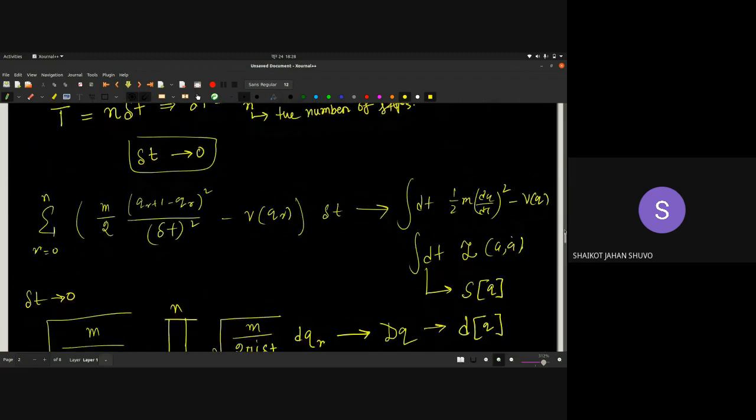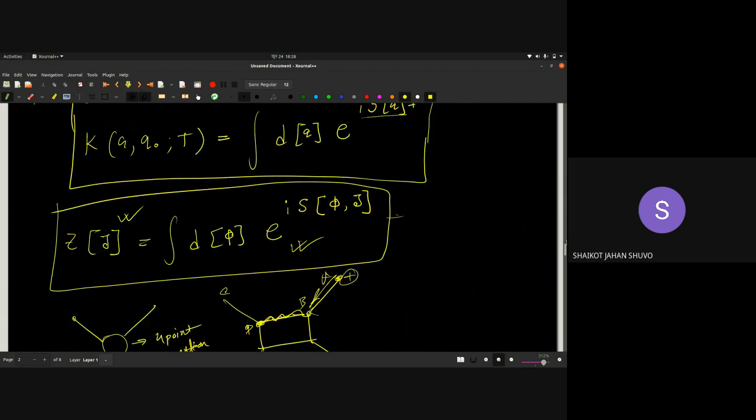So just look at this summation. Even if you look at these summations, well, it's taking all the possible paths, right? From q0 to qf or q of r plus 1, and then it's acting as a weight over the exponential.